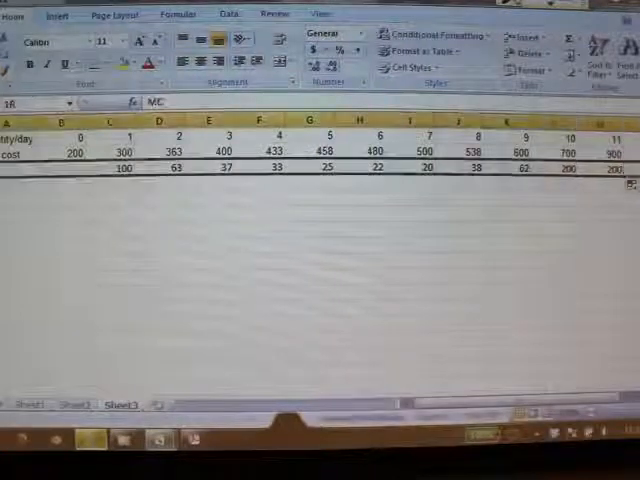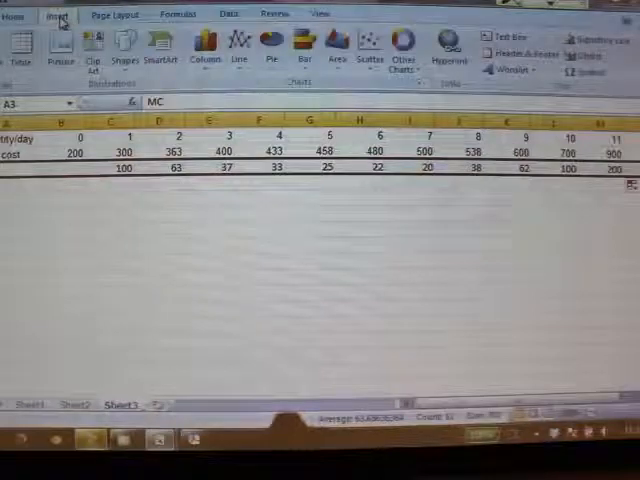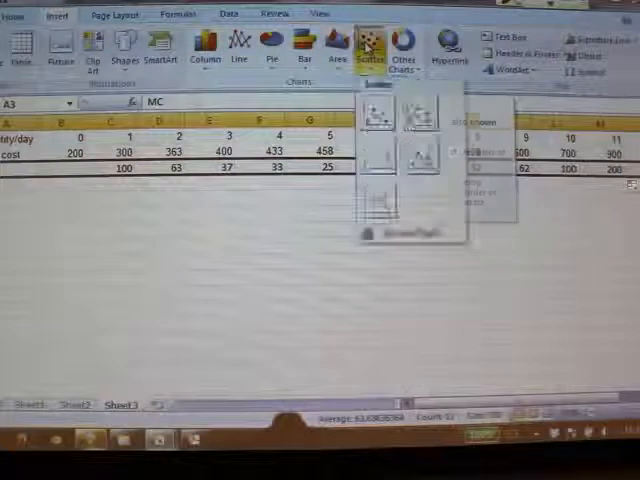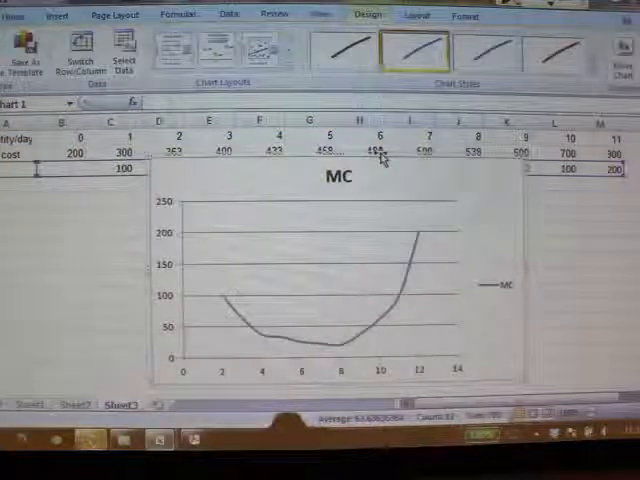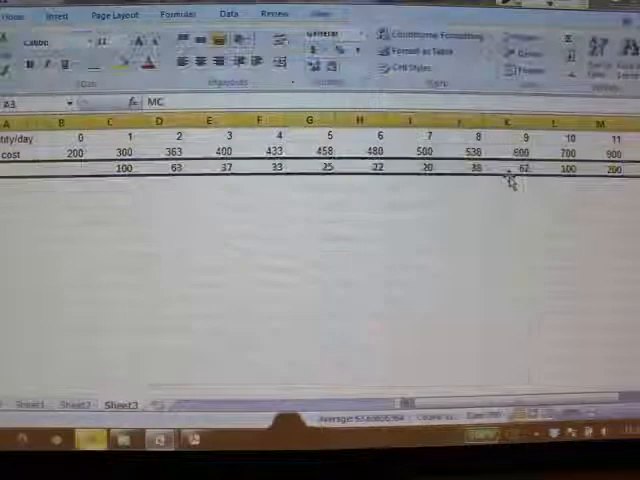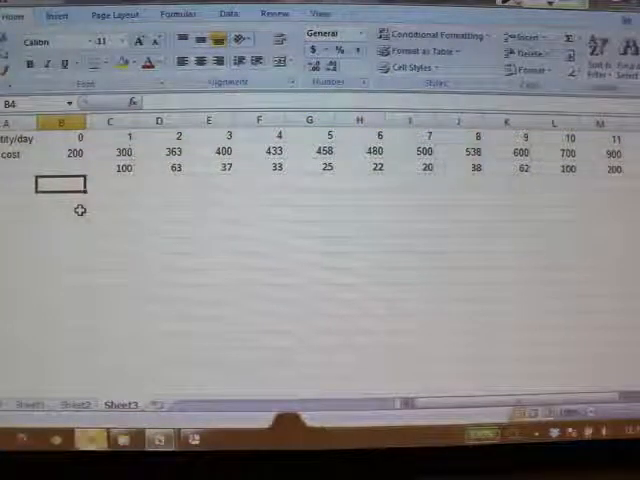We can graph this to see how it looks simply by highlighting it, clicking Insert, and then we can choose either line or scatter. Let's try scatter. So you see it has this shape. It has almost a U shape. Okay, but before we spend too much time talking about the shape, let's calculate these other quantities.